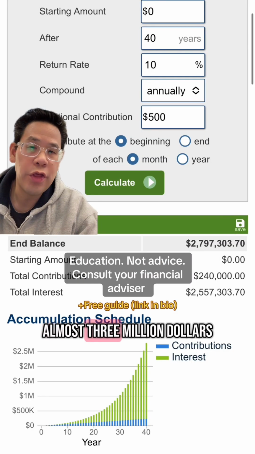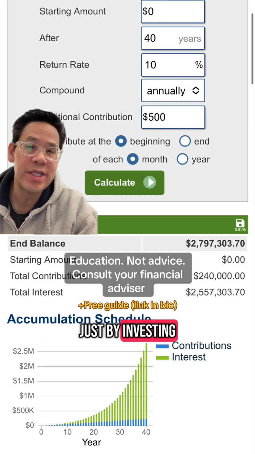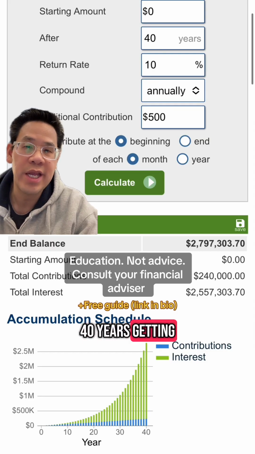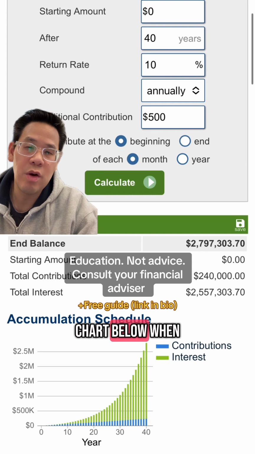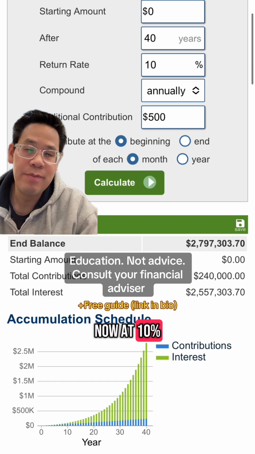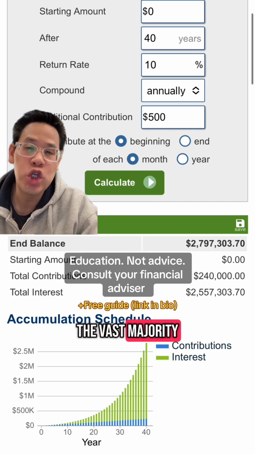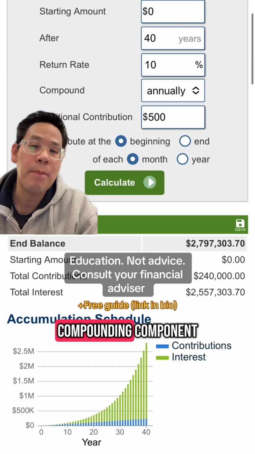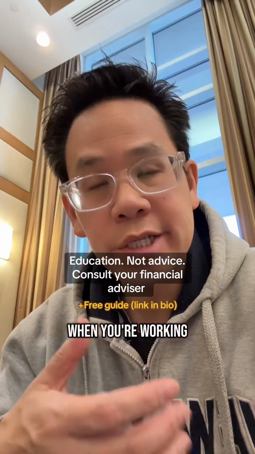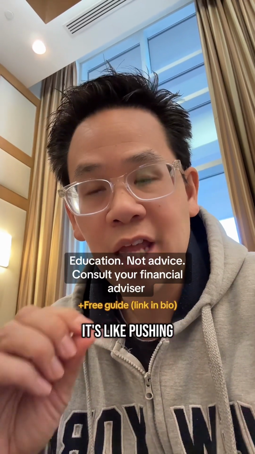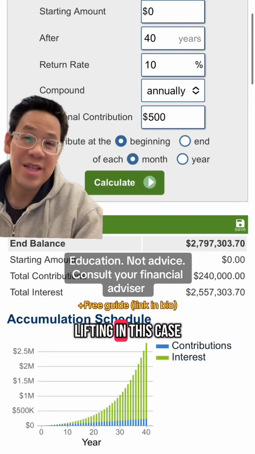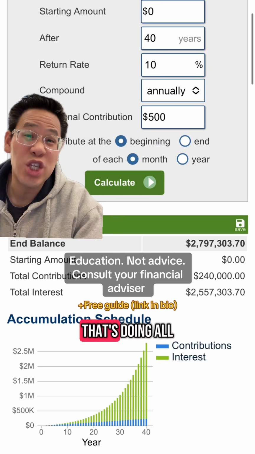You would have almost $3 million just by investing a small $500 amount every month, 40 years, getting that same 10% return. Look at the chart below. When you were just saving, it was all blue, no green. Now, at 10% for 40 years, the vast majority of your result is from the compounding component, the green component, not what you put in anymore. When you're working, selling your life for a salary and saving, it's like pushing a rock uphill. It's all you. You're doing all the work, all the heavy lifting. In this case, it's the growth on the investments that's doing all of the lifting.